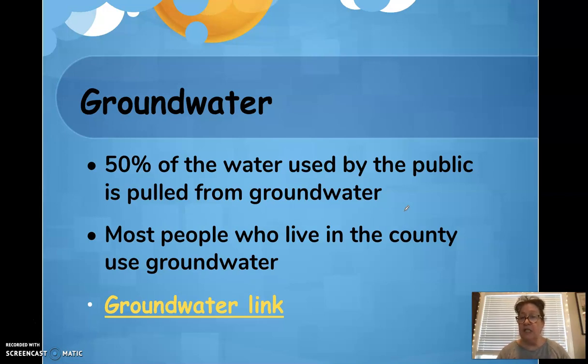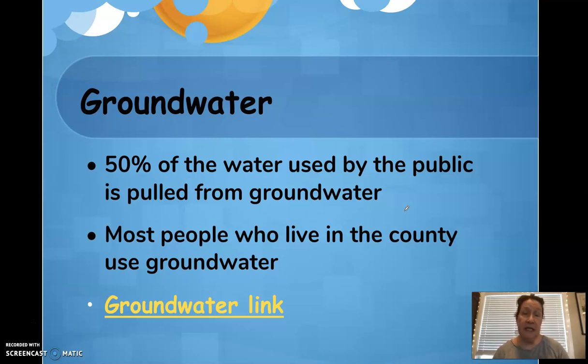50% of the water is used by the public, or most of our water supply, like in Pitt County. About half of Pitt County uses groundwater. I live on the outskirts of Pitt County, even though I'm right within the city limits, but I get my water from, what's the name of the place, Bill? Eastern Pines. Eastern Pines water is where we get our water. It's an aquifer close by.